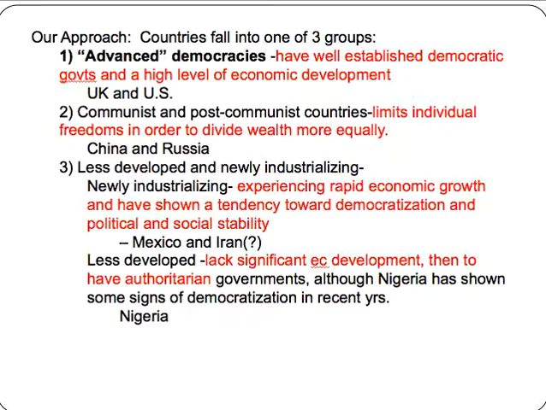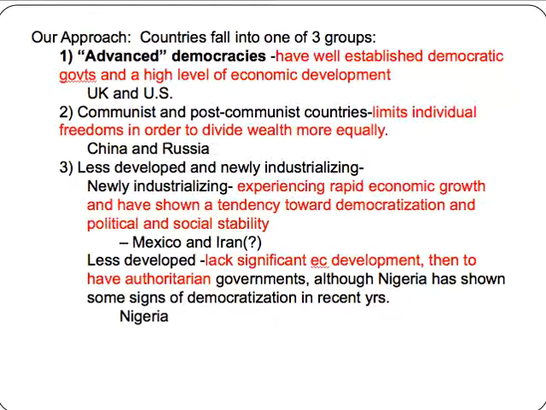The approach now, countries fall into three different categories. You have the advanced democracies, well-established governments with a high level of economic development. Your examples here would be the UK and the US. You have communist and post-communist countries. Some of their individuals' freedoms are limited in those countries. The wealth is divided somewhat more equally. Your examples there would be China and Russia.